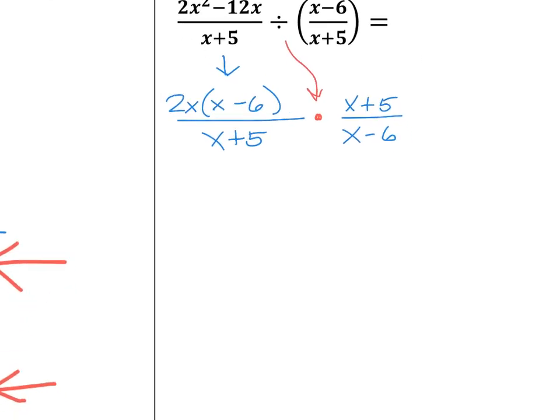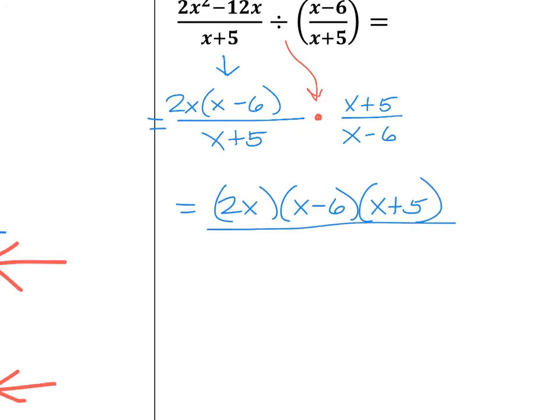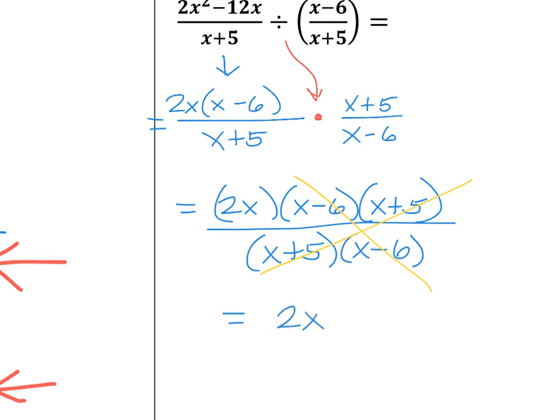and now we can start doing our multiplication all across. So in the numerator, I have 2x times x minus 6 times x plus 5. And in the denominator, I have x plus 5 times x minus 6. And we could see that our x plus 5 reduced to 1, our x minus 6 reduced to 1. And this big complicated quotient of rational expressions reduces all the way down to 2x.